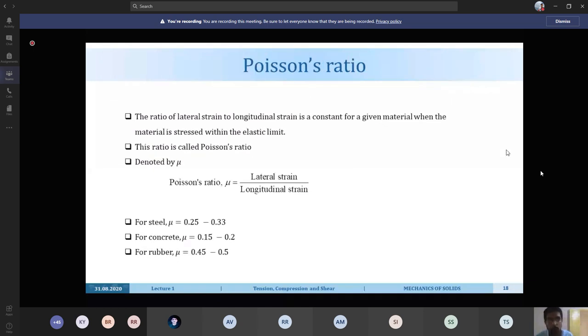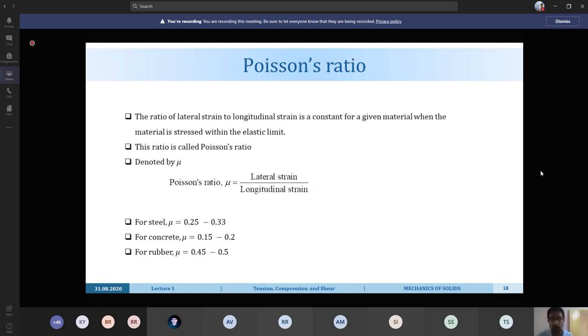With that, we can define Poisson ratio. Poisson ratio is nothing but the ratio of the lateral strain to the longitudinal strain. But at the same time, we should define the Poisson ratio with respect to the elastic limit. We should say that the ratio of the lateral strain to the longitudinal strain is a constant for a given material when the material is stressed within the elastic limit. So I have to explain what we mean by elastic limit.